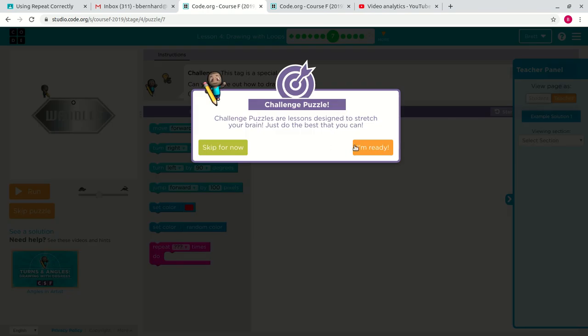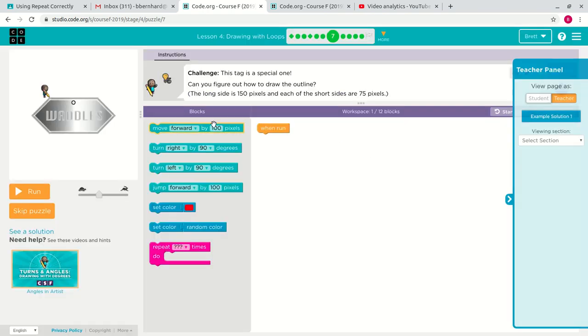Lesson 7, the challenge puzzle. Oh, I'm ready for this challenge. This one is a special one. Can you figure out how to draw the outline? I remember when we were at school, some of the younger grades that had started this before you had a lot of trouble with this one. The good news is, I think you're getting the hint here that there's going to be a repeat involved somehow. But let's start off. The long side is 150 pixels. Right? Okay, so we're going to move forward. This is the long side, 150.